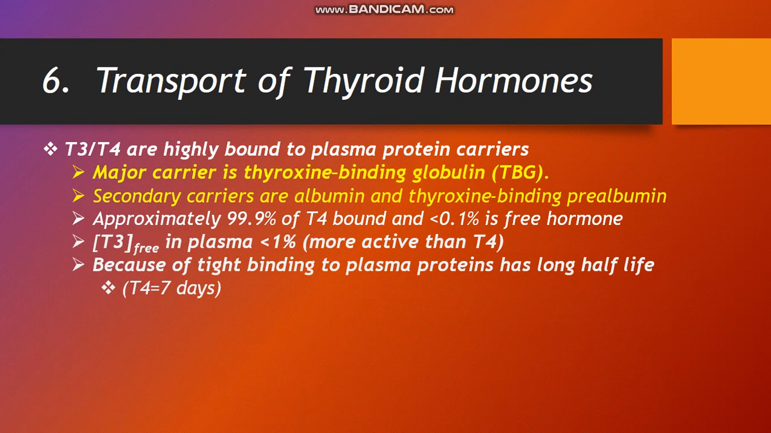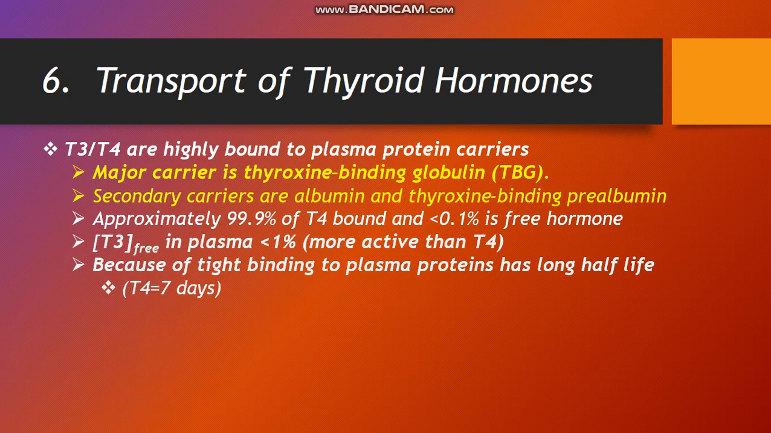Transport of the thyroid hormone. T3 and T4 are highly bound to plasma protein carriers. और याद रखें, प्लाज्मा प्रोटीन कैरियर्स के साथ मिलाया इसलिए जाता है उनकी एक्टिविटी को कंट्रोल करने के लिए, ताकि ऐसे ही इनकी एक्टिविटी जो है वो ना हो, only at the time of a need. जब नीड हो तो फिर क्या होता है, they are released, फिर ये फ्री होते हैं, and then they are taken by the target cell and they show their metabolic processes. Major carrier is the thyroxine binding globulin, TBG. इसका लेवल भी देखा जाता है for the function of the thyroid gland. Secondary carriers are the albumin and thyroxine binding pre-albumin.